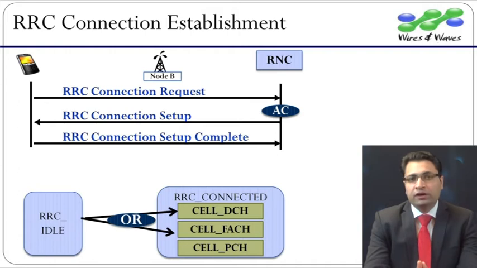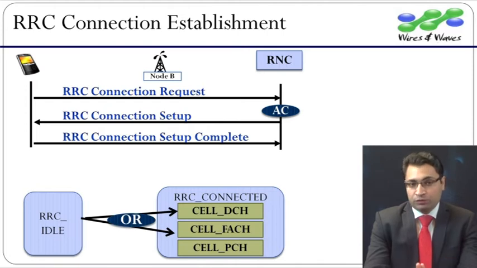Admission control in RNC decides whether this RRC connection can be permitted or not. If yes, RNC sends an RRC connection setup message to UE, which describes the configuration of signaling radio bearers which must be set up between UE and RNC. Based on the establishment cause, UE can be directed to Cell_DCH or Cell_FACH state of RRC connected mode. For example, for SMS it can go to Cell_FACH state, and for an outgoing voice call it can go to Cell_DCH state.